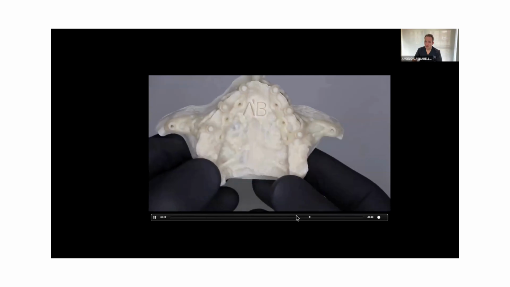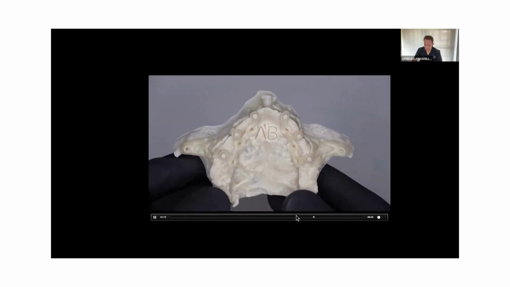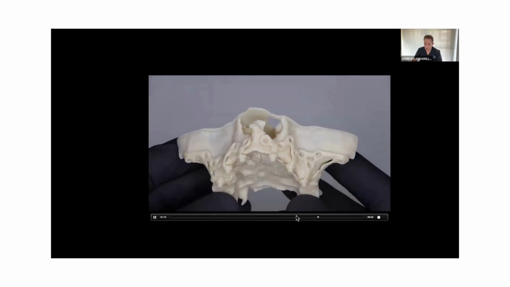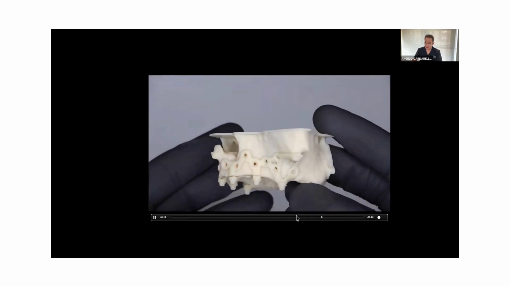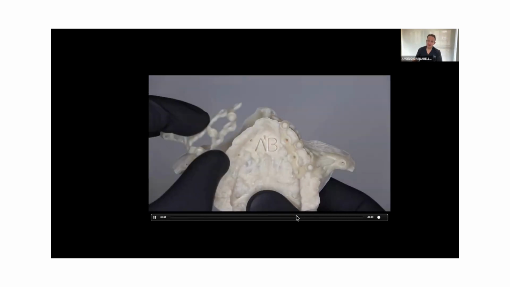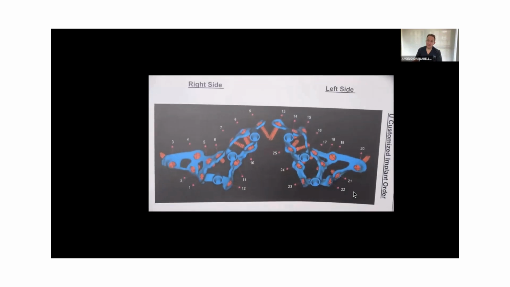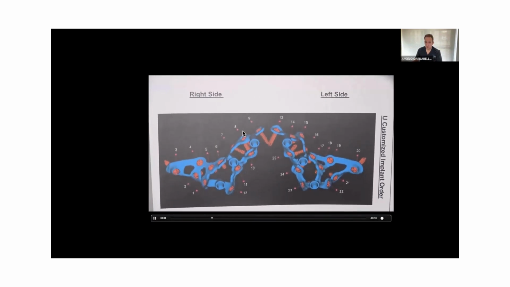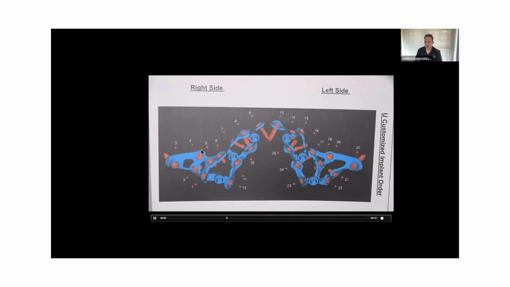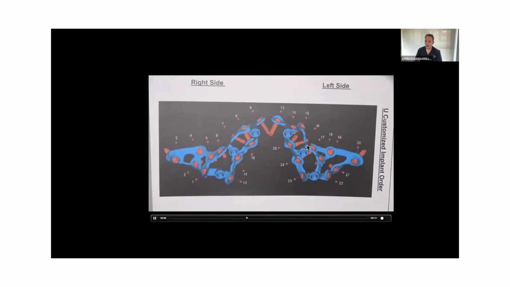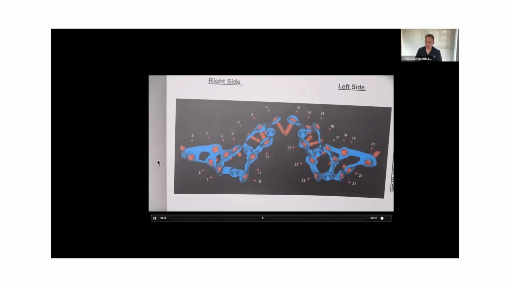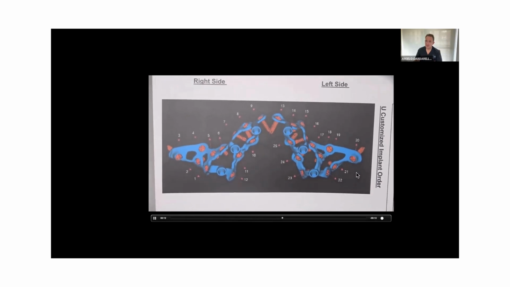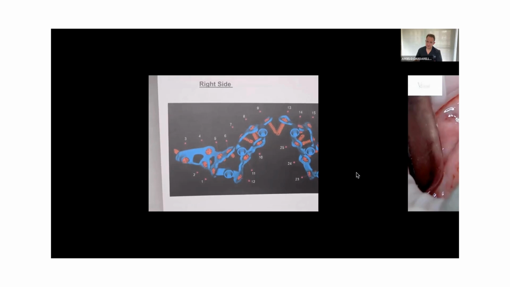6 multi-unit abutments. Okay? This is the plan. 12 screws on the right and 13 on the left. Total amount 25 screws.